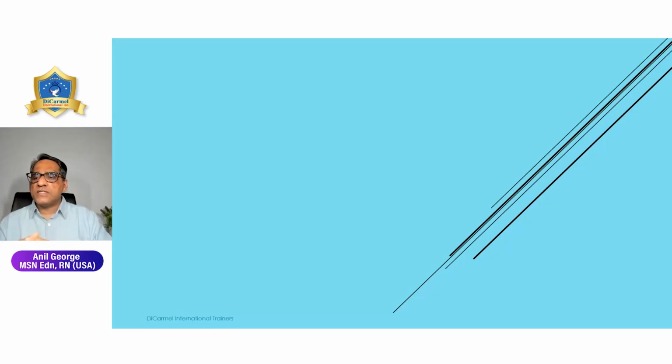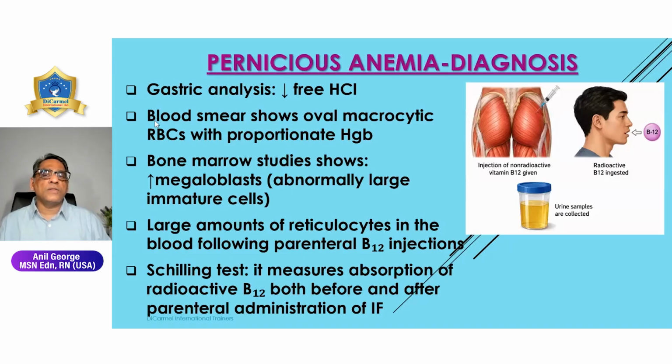Now, in the second phase, what they do is pretty similar. All the steps are done. They get the oral radioactive B12. They get the injectable non-radioactive B12, but they'll also be getting another injection of intrinsic factor. They'll be getting intrinsic factor here. So in the first phase, again, there was no intrinsic factor. Now there is intrinsic factor when we give it parenterally.